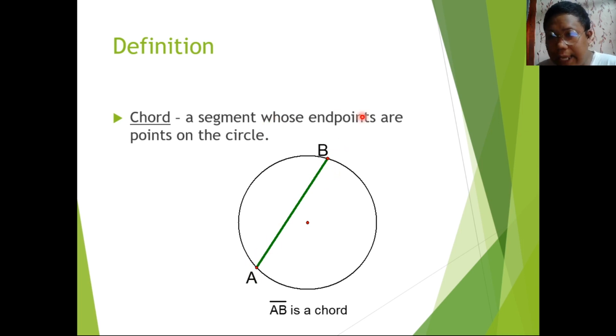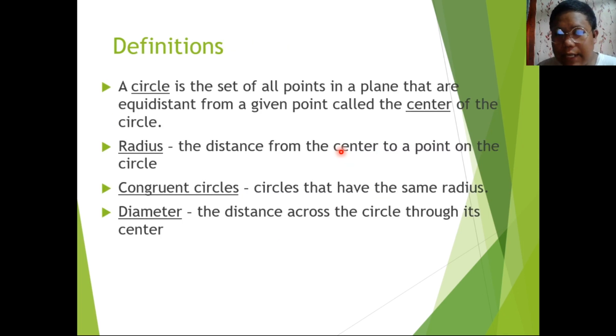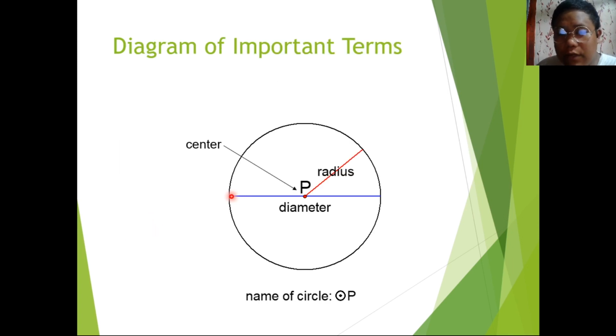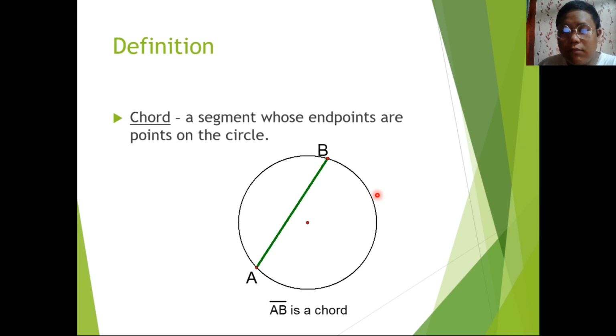A chord is a segment whose endpoints are points on the circle. So what is the difference between a chord and a diameter? Going back to the definition of diameter: the distance across the circle through its center. A diameter has one endpoint, passes through the center, then goes through to the other endpoint. A chord does not pass through the center of the circle. It connects two endpoints through a segment. That is why it is called a chord.